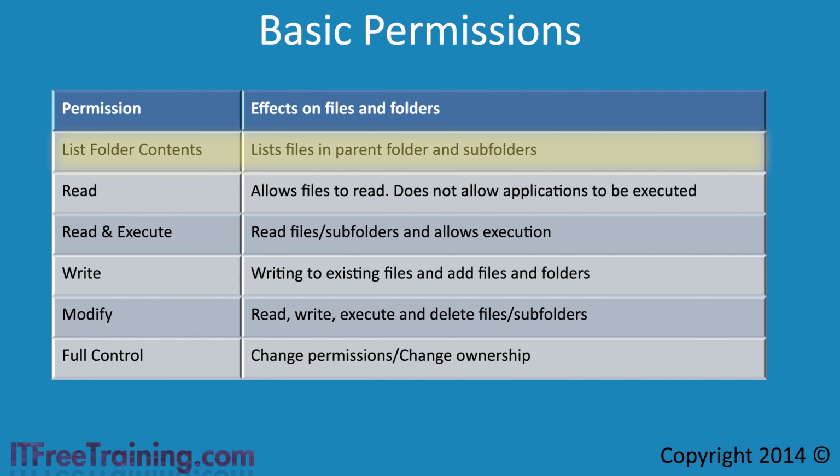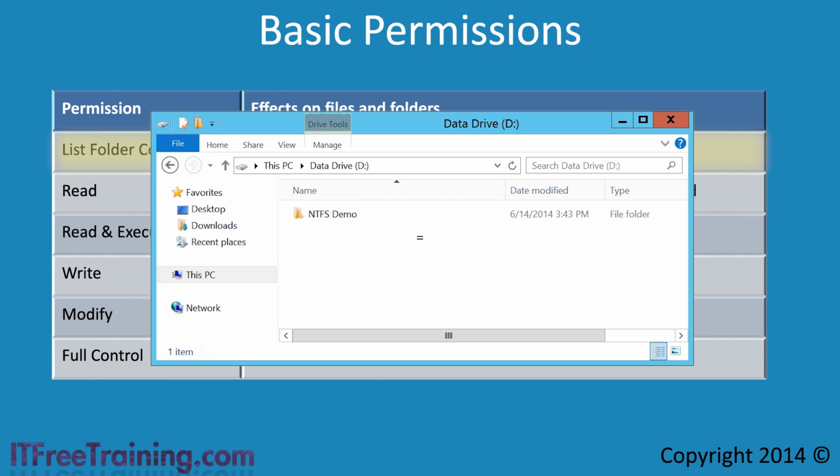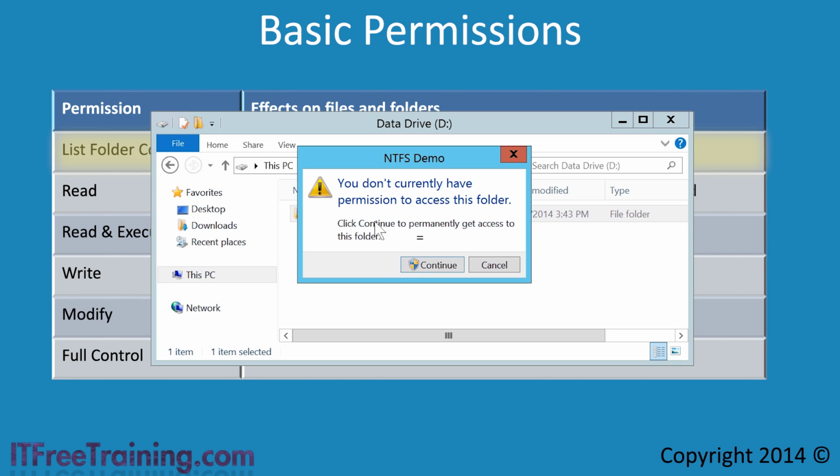To understand how this permission works, I will open Windows Explorer and have a look at what happens when the permission is applied. In this folder, I have created a folder called NTFS Demo. If I attempt to open this folder, notice that I get an error message saying that I do not have access to this folder. This is because I have removed all the permissions from the folder.